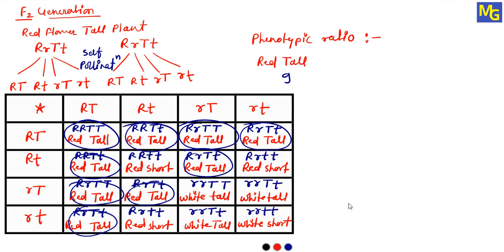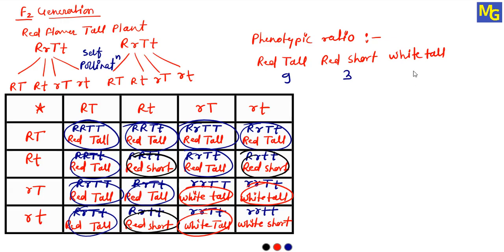Now the next one we will see, red short. Now where are red short? I will use black color. Red short is here 1, then red short is here 2 and red short is here 3. So I'll write it here, 3. Now what is the next? White tall. So here I'll write white and tall. Now how many do we have white tall? I'll use red color itself. 1, 2 and 3. So we have 3.